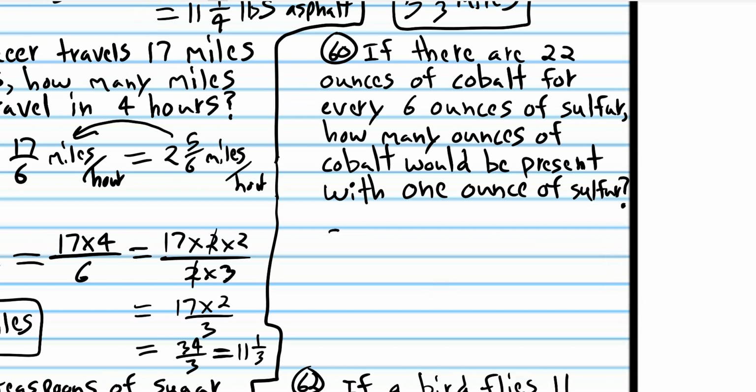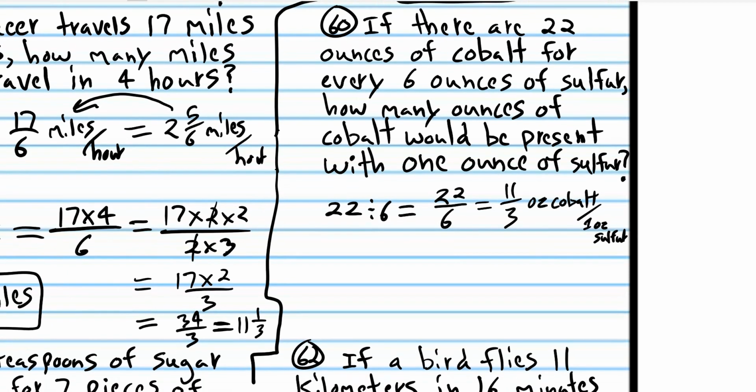All right, so 22 divided by 6. We can just write that as 22 over 6. And we can reduce that. If you divide both sides by 2, you get 11 over 3. So 11 over 3. And we could change that to a mixed number, but we're just going to have to change it right back to an improper fraction. So let's just keep it as 11 over 3 ounces of cobalt for every 1 ounce of sulfur.